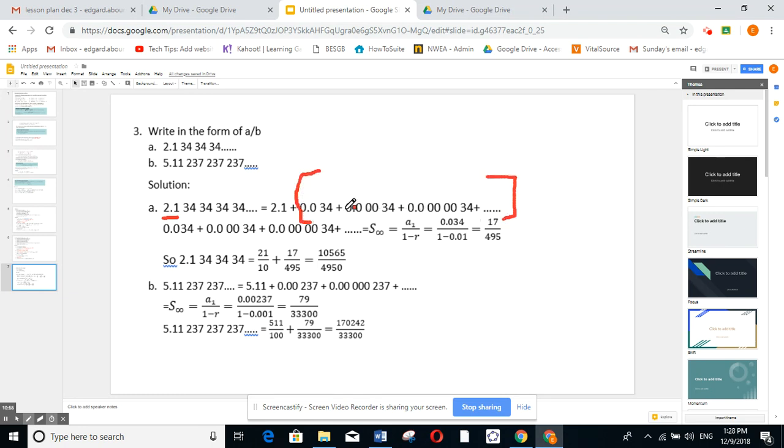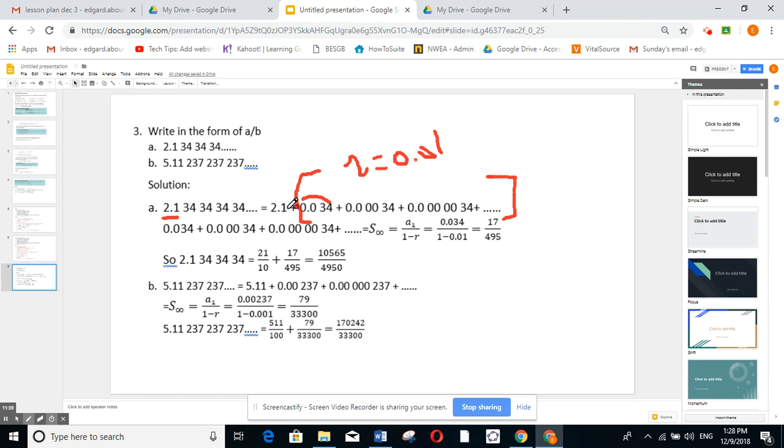As you can see, I'm going to take this alone. This is a geometric sequence. This is the first term, and r here is what? I'm multiplying by 0.01. So since r is between minus 1 and 1, the sum at infinity is a1 over 1 minus r. a1 is 0.034 over 1 minus 0.01, which is r, giving 17 over 495. I add it to 2.1.